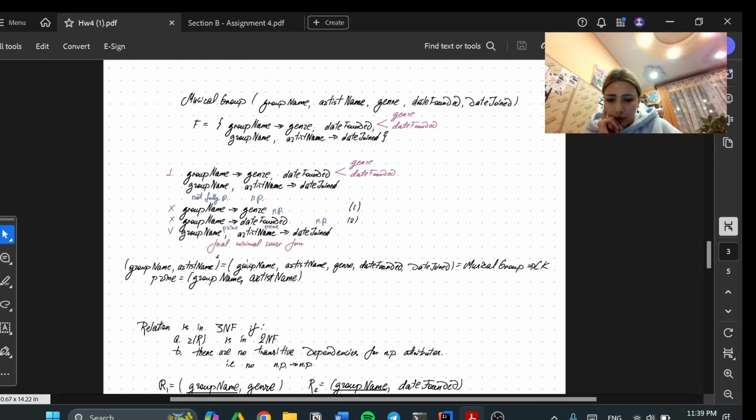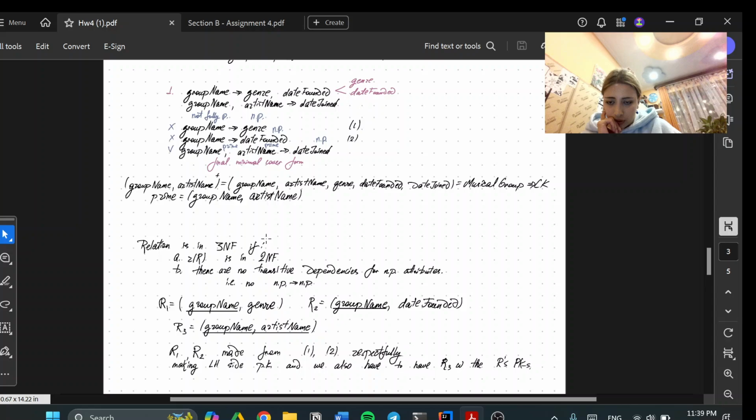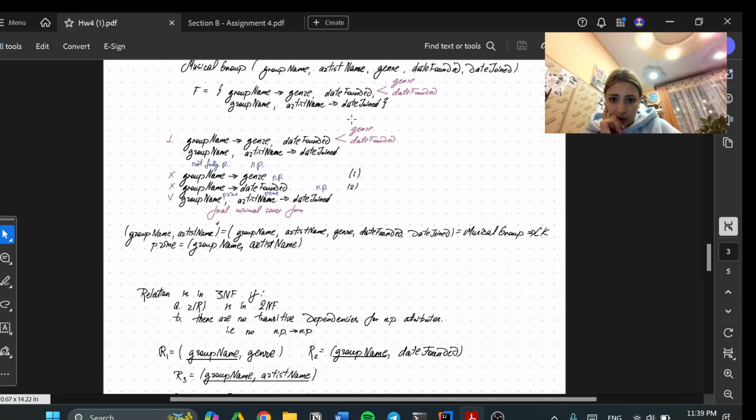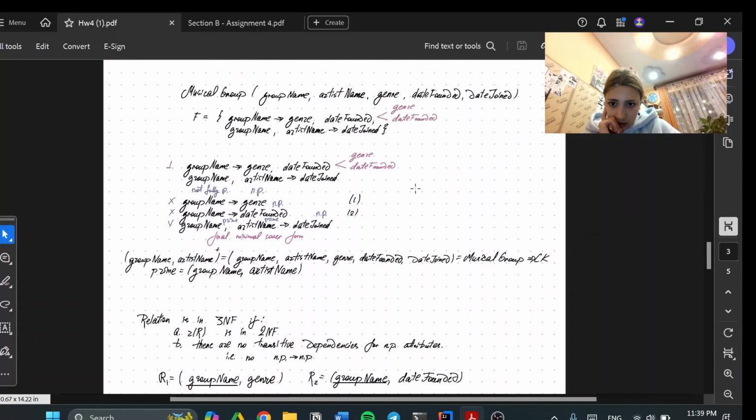So we go through our minimal cover form to see if it's a 3NF. Group name is not fully prime because group name with, where did I write the candidate key?